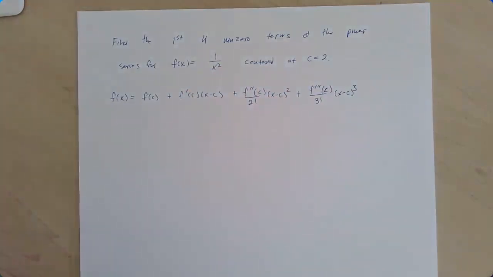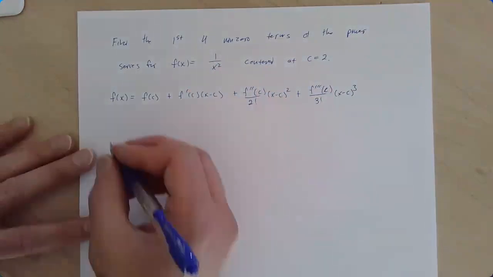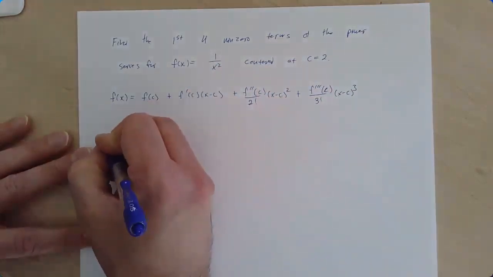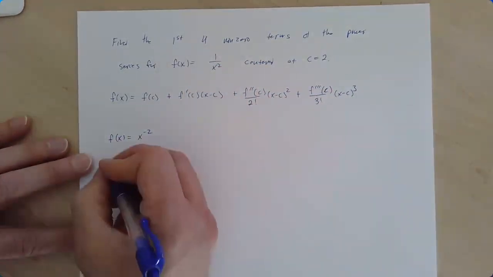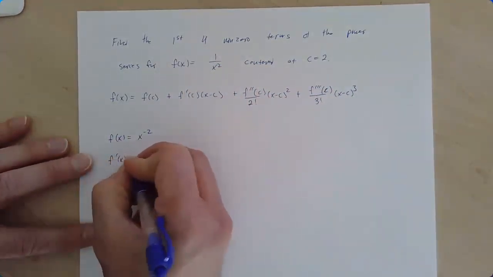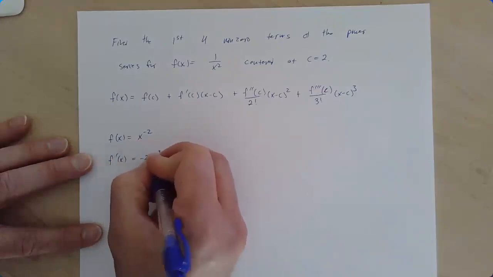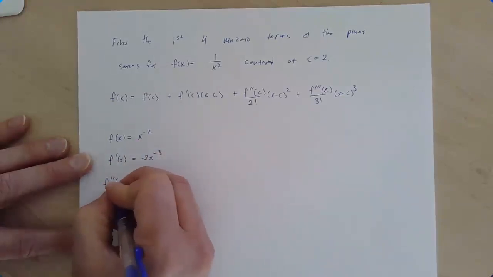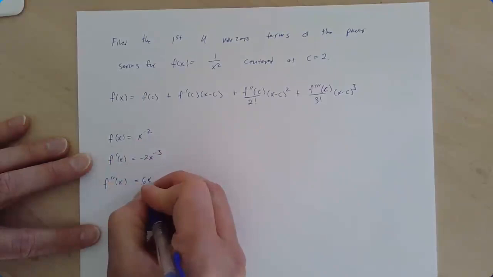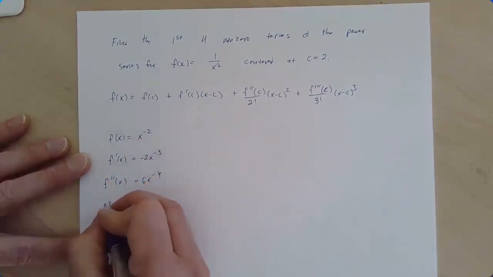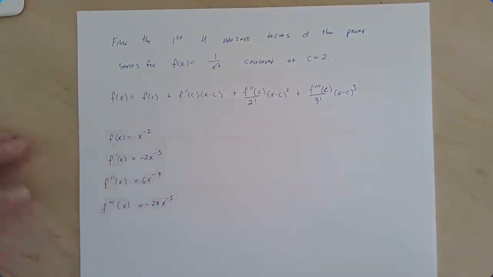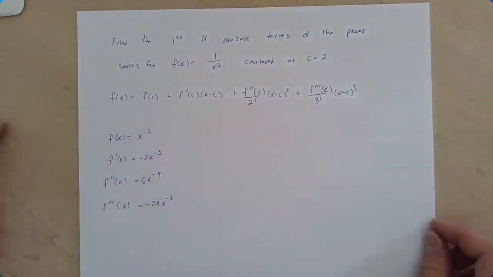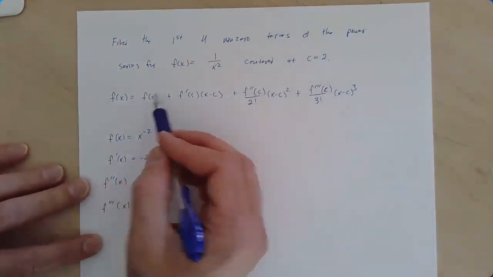So all I'm really going to do is start finding derivatives. My function is x to the negative second. My first derivative is going to be negative 2x to the negative third. My second derivative is going to be positive 6x to the negative fourth. And my third derivative is going to be negative 24x to the negative fifth. And then I need to plug in my center, which is given to me.